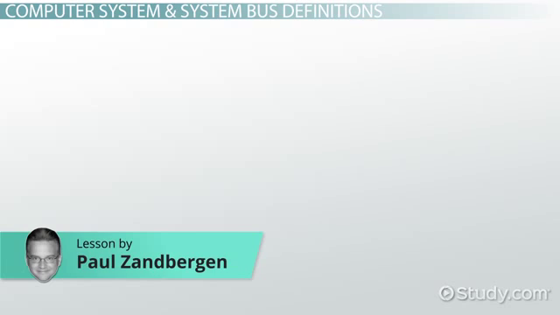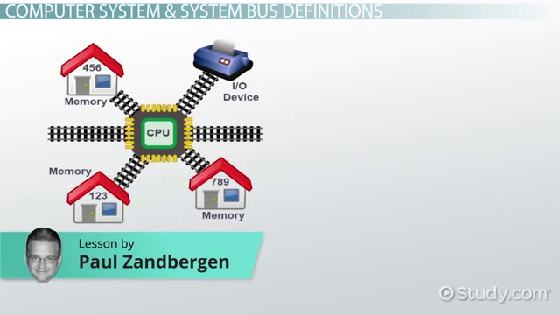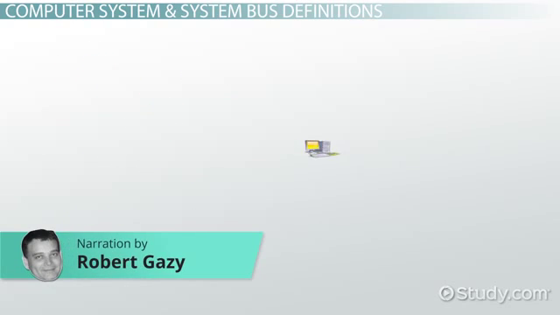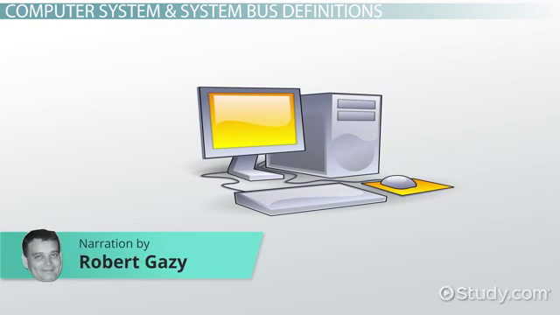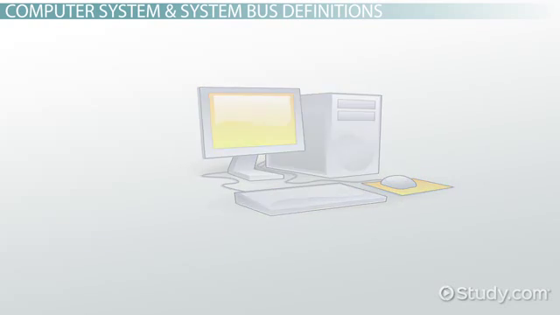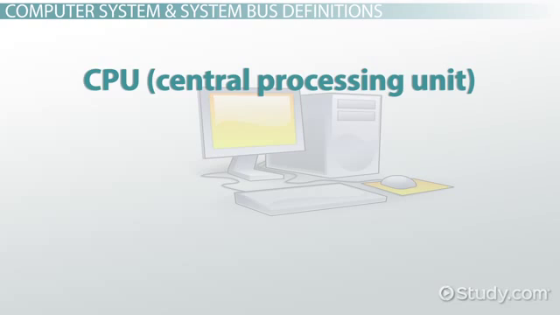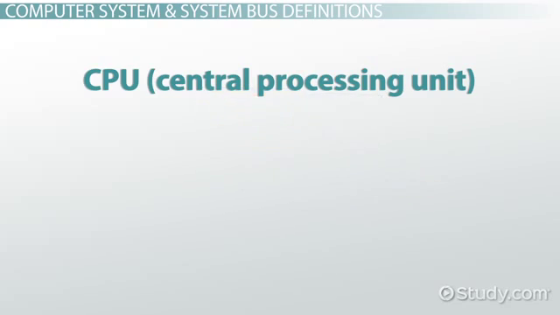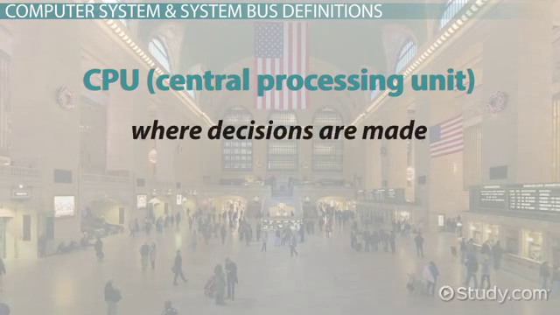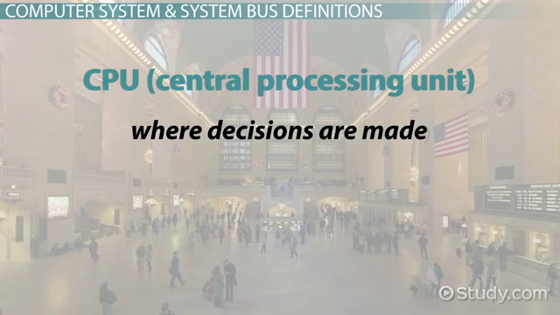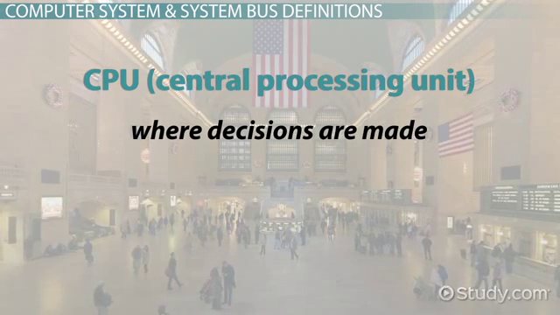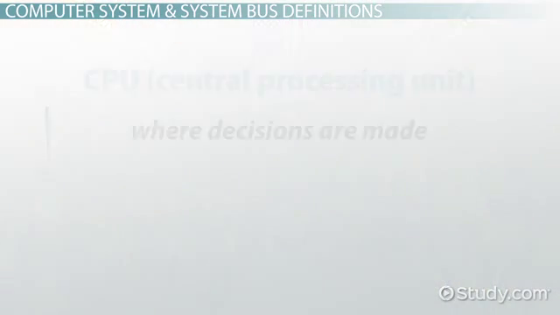Before we describe what a computer system bus is, let's describe what a computer system is. In very simple terms, a computer system is made up of three things. First, there is the CPU, or Central Processing Unit. It's like a railway's Grand Central Station, where decisions are made, and just about everything that wants to go anywhere must get routed through it at some point.